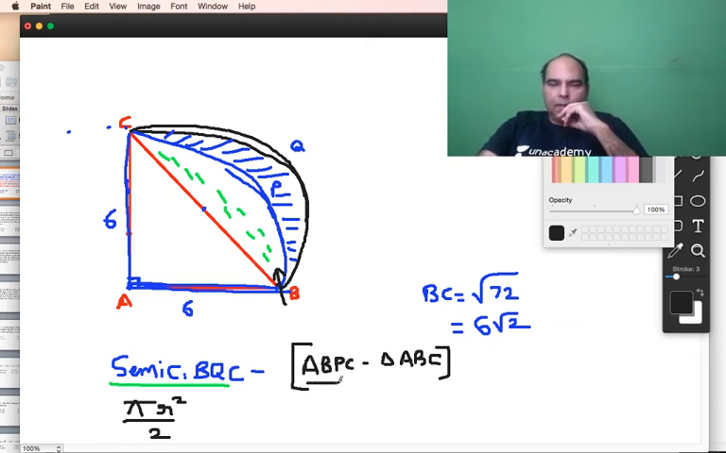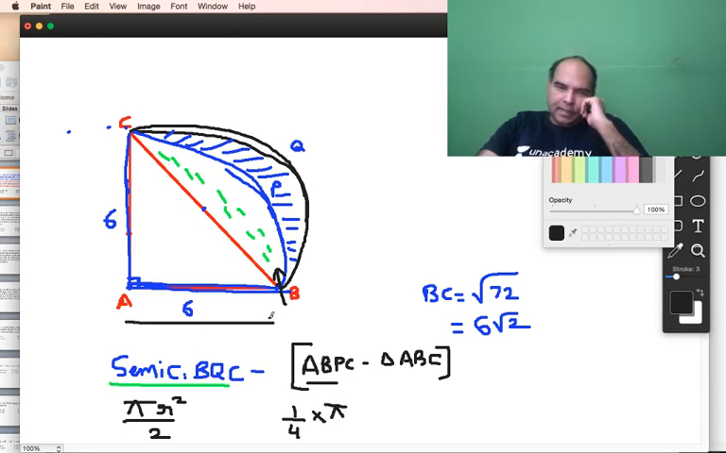Now ABPC is a quarter of a circle, so its area is 1/4 into pi r square, where r for ABPC is 6. So pi into 36 comes here, and minus the area of triangle ABC, which is half base into height, with base and height both being 6. Area of triangle ABC will be half into 6 into 6, so this will be 18.